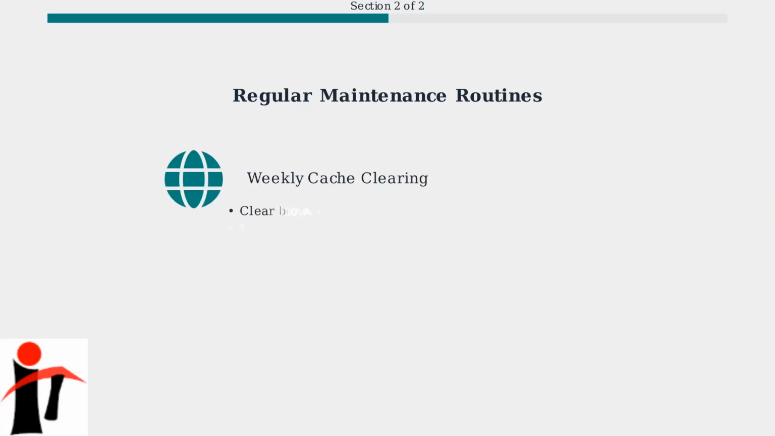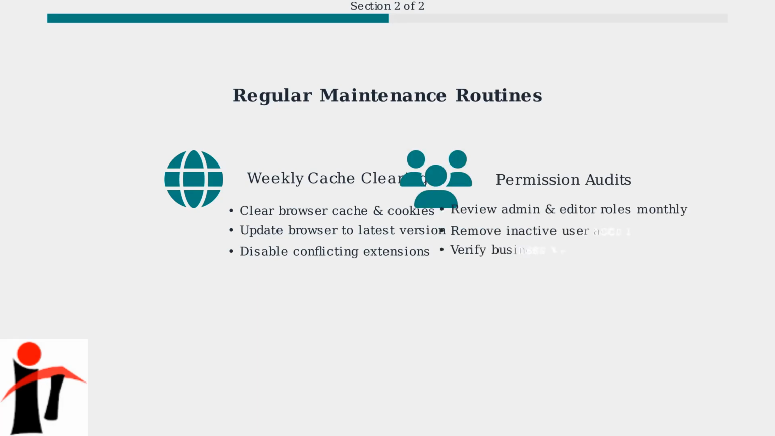First, implement weekly browser cache clearing. Cached data can become corrupted or outdated, causing content to appear unavailable even when it's actually accessible. Second, conduct periodic audits of user permissions. As team members change roles or leave the company, outdated permissions can cause access conflicts.